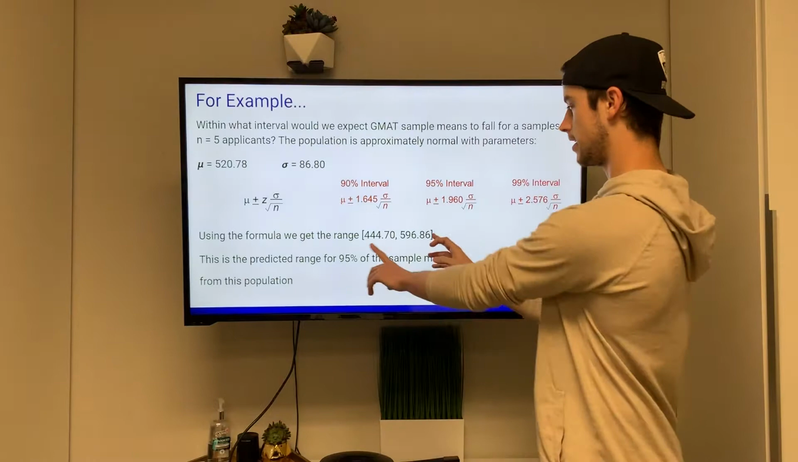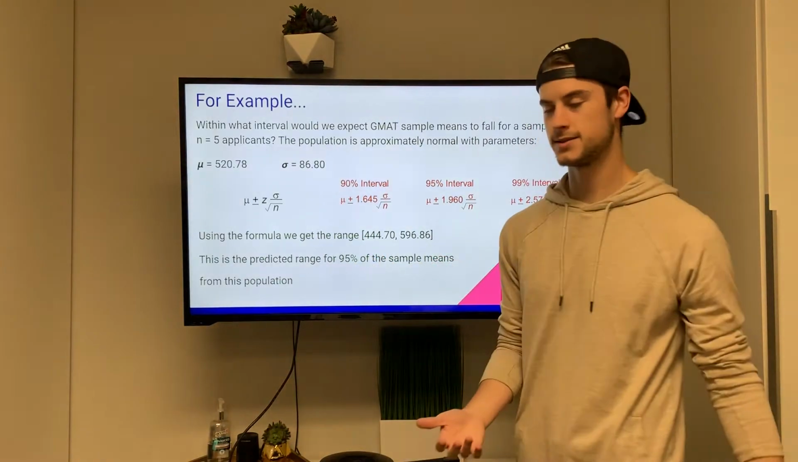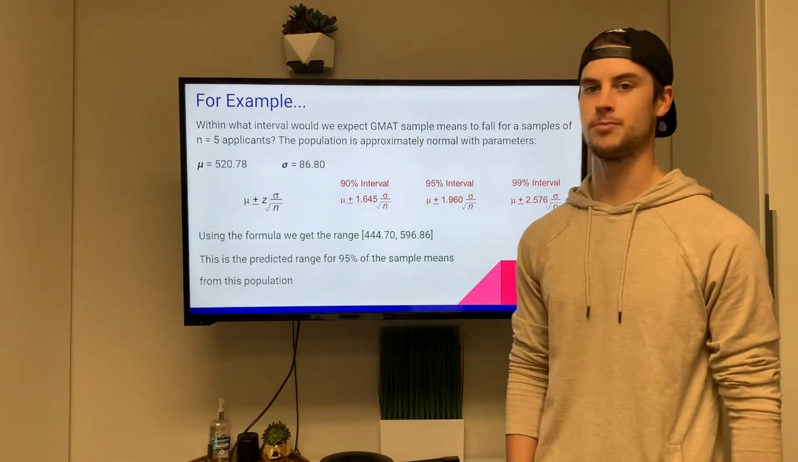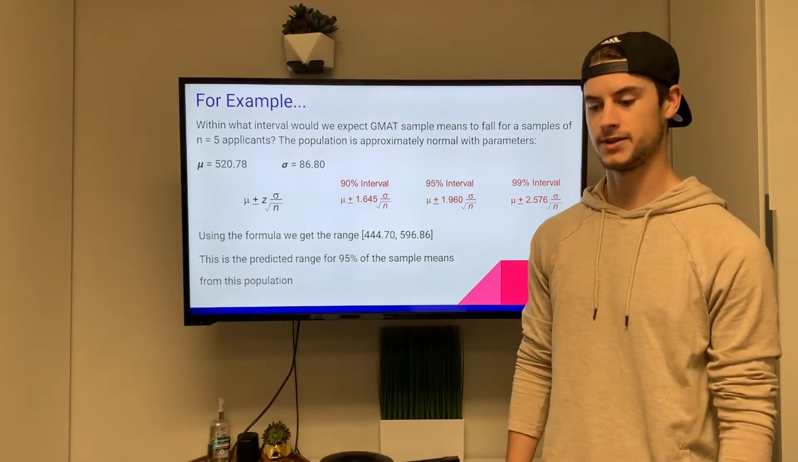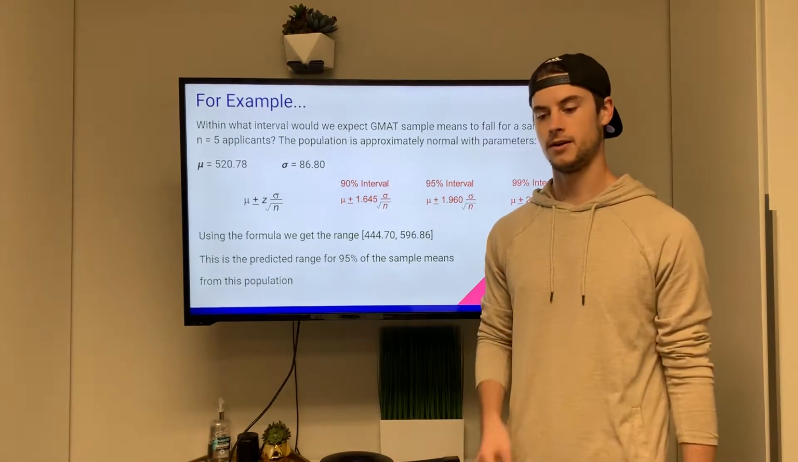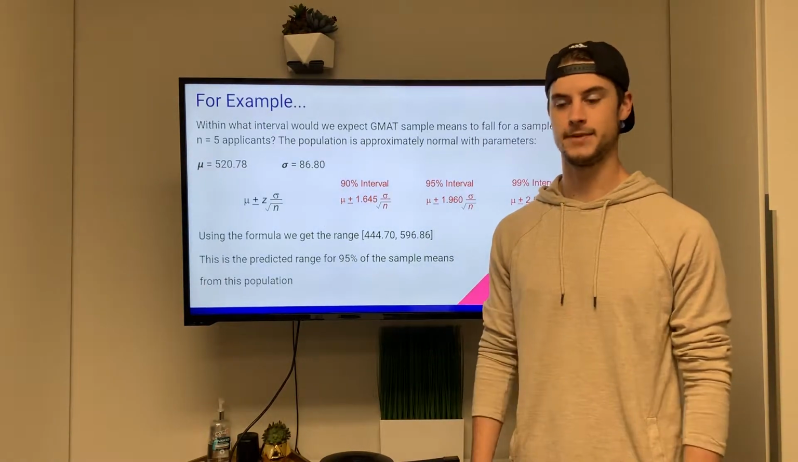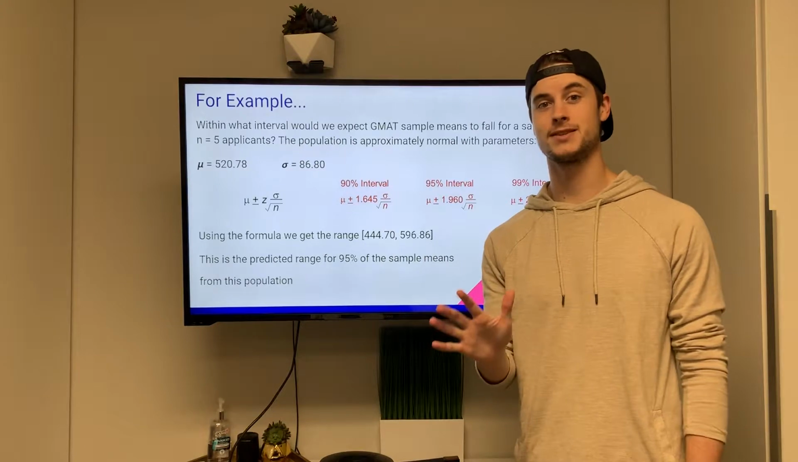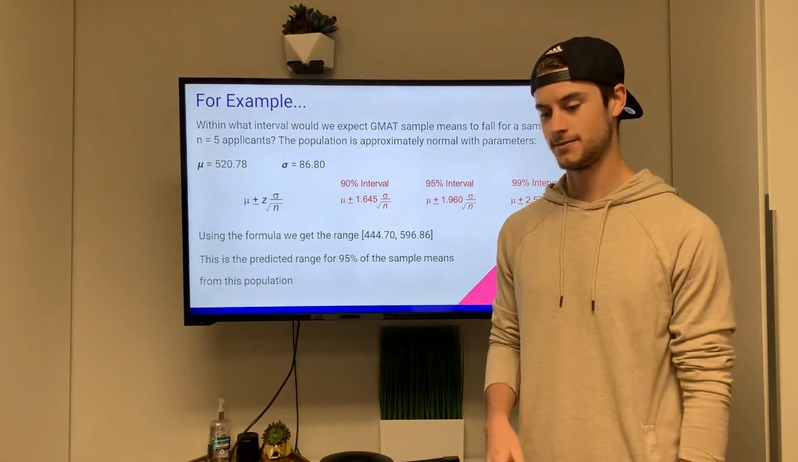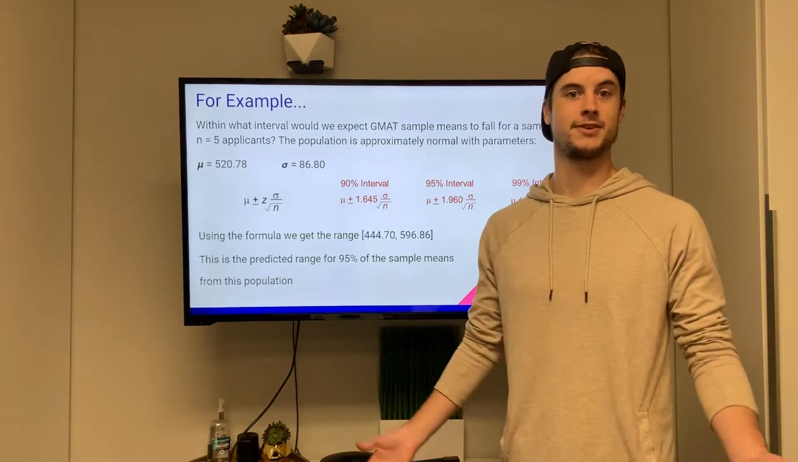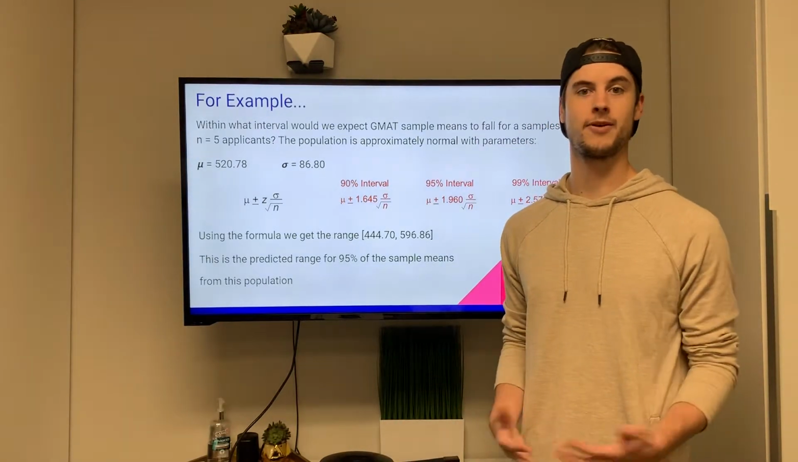And we get this range, so all that's saying is, this is the predicted range for 95% of the sample means, right? So 95% of the time, we take a sample, and our sample mean will fall within that range. Again, 95% of the time. That means 5% of the time, it won't, okay? And that's okay. That just means that for that specific sample, it didn't fall within that 95% range.